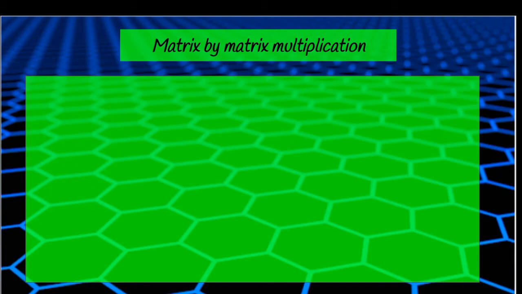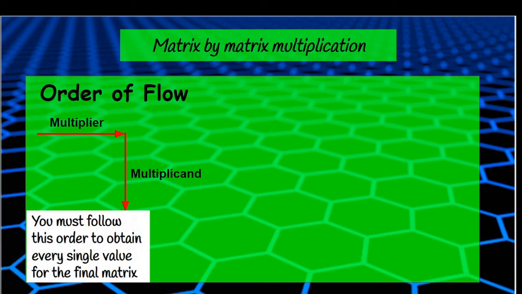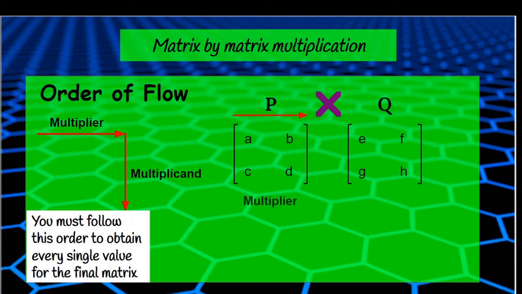The first thing to note is that there is an order of flow we must stick to. For the multiplier, we must always go in the horizontal direction, that is the direction of the row from left to right. And for the multiplicand, we must always go in the vertical direction, that is the direction of the column from top to bottom. This forms an inverse L. It is only by following this order that you get the correct values for the final matrix. So given P times Q, for instance, as follows. For P being the multiplier, we go in the horizontal direction from left to right. And for Q being the multiplicand, we go in the vertical direction from top to bottom.